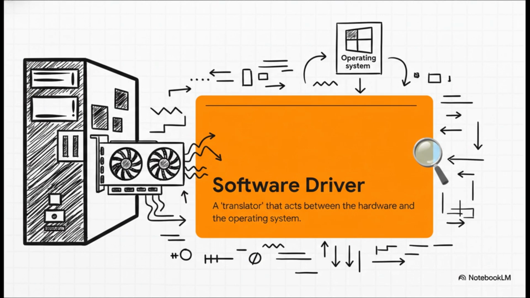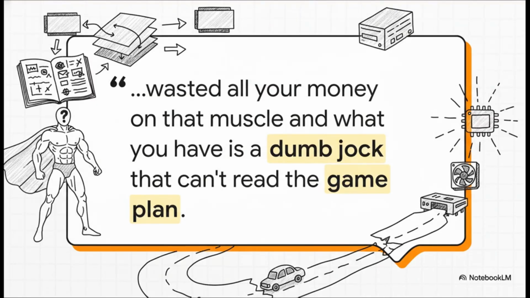Think about a brand new, super powerful graphics card you buy for your computer. That amazing piece of hardware is completely useless until you install its software driver, right? The driver is the translator that lets your operating system actually talk to and control the hardware. And if that translator, that little software driver, is poorly written, well, it doesn't matter how powerful the hardware is. It's just like having a star athlete who's all muscle and no brains. They're completely lost without the playbook. All that incredible potential is just wasted.